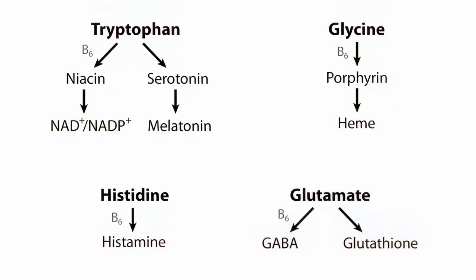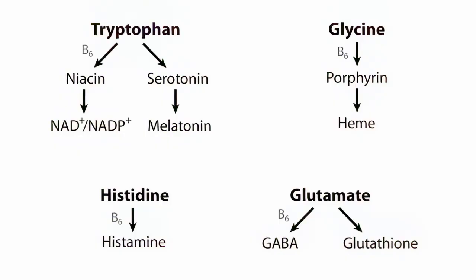And then the amino acid glutamate is essential for the production of GABA, again with the help of B6. And GABA is the main inhibitory neurotransmitter of the central nervous system. So with B6 deficiency, you're not going to have as much GABA around, and that can actually result in a lack of inhibition, which may actually lead to seizures.